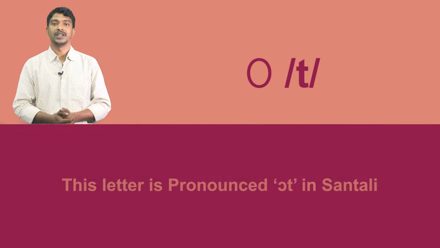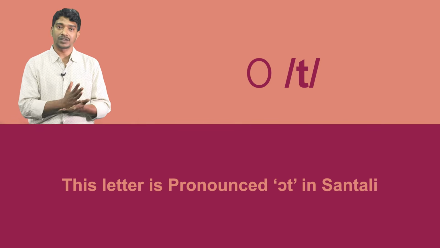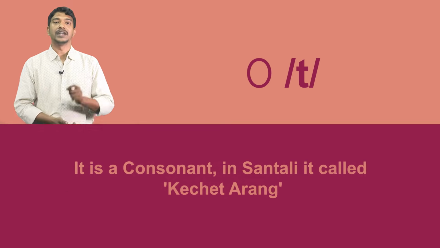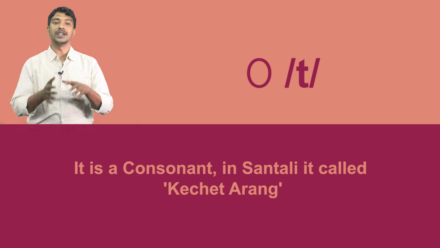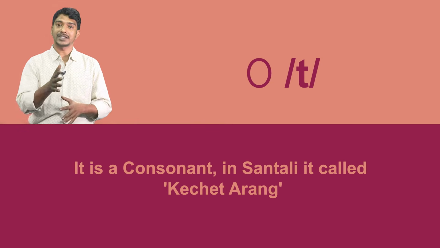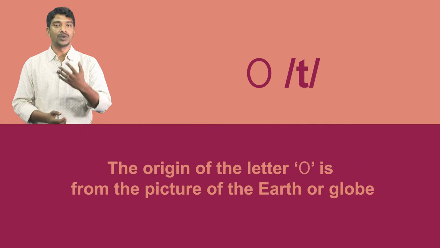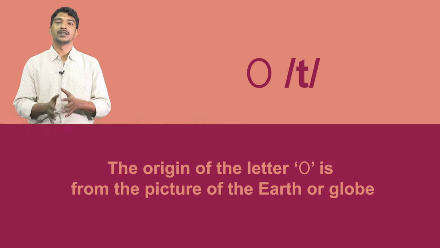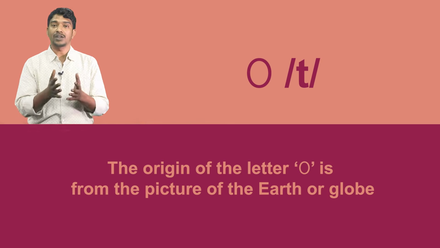The second letter of the set is Ot. This letter is pronounced Ot in Santali. It is a consonant. In Santali, it is called Kechet Arang. The origin of the letter Ot is from the picture of the earth or globe. To write Ot, we will draw a circle from left to right upward, like O in English. In this way, Ot is graphically written.